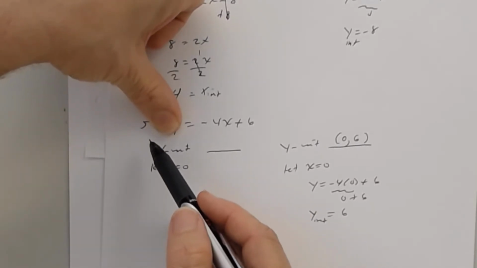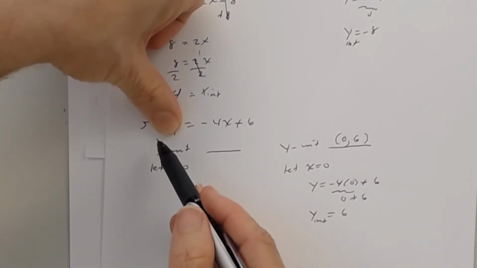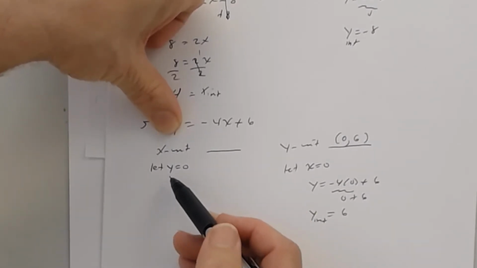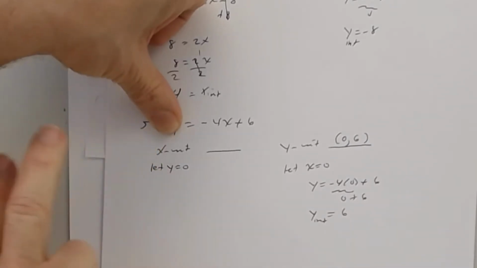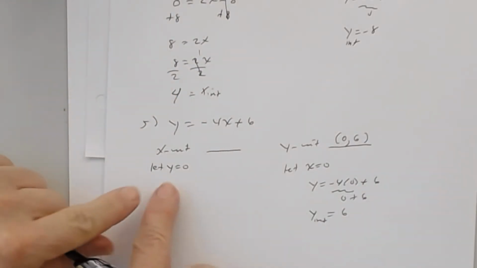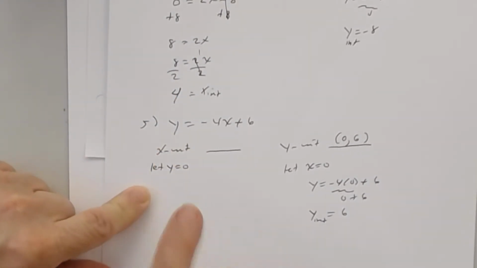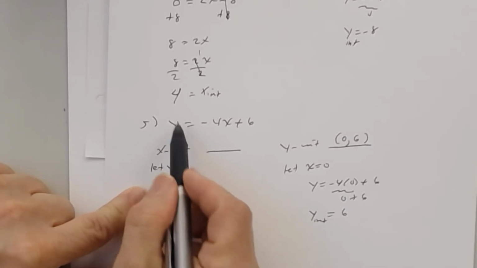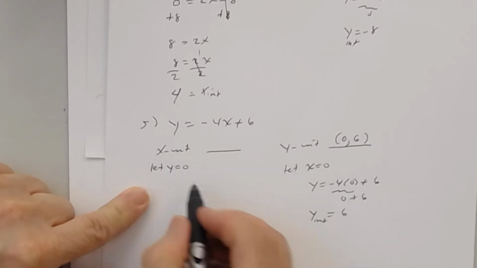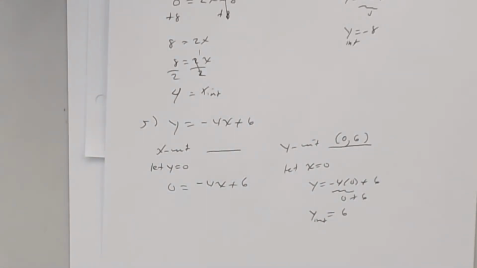What does it equal? Negative 6. Negative 4x plus 6 equals what? 0, because that's what y was, right? So sometimes you may not want to cover it up like I'm doing. You may actually want to write out wherever you see the y, what do you plug in? 0. So notice y is now 0. So I get 0 equals negative 4x plus 6. So that's what I get.